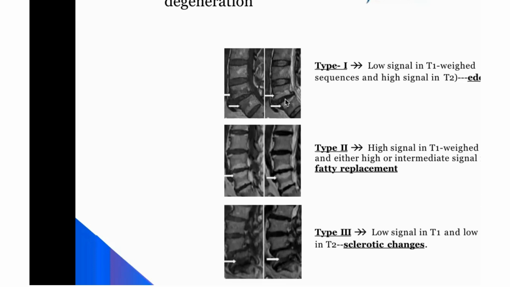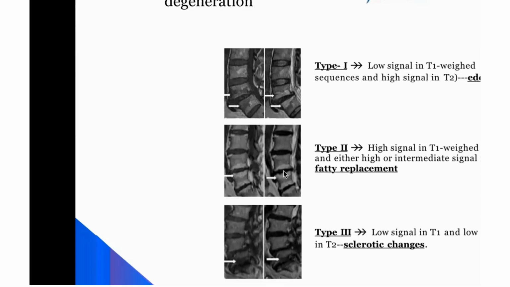They act as anti-inflammatory agents. If you have this kind of changes, type 2, that is fatty replacement. These are the patients who will have the discogenic or the vertebrogenic kind of pain.